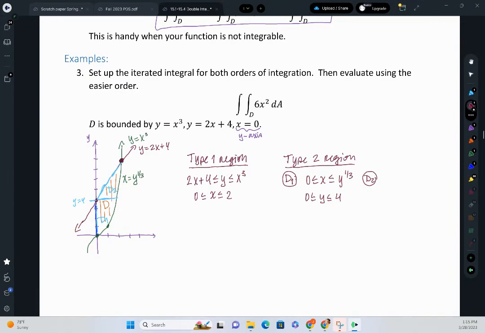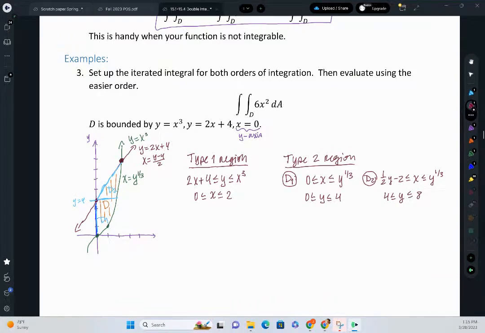D2, it looks like x is starting at the line 2x plus 4, which I need to solve for x in there. x would be equal to y minus 4 over 2. So x is starting at, I'll simplify that, 1/2 y minus 2, and it goes all the way over to y to the 1/3, while y is going from 4 up to 8.